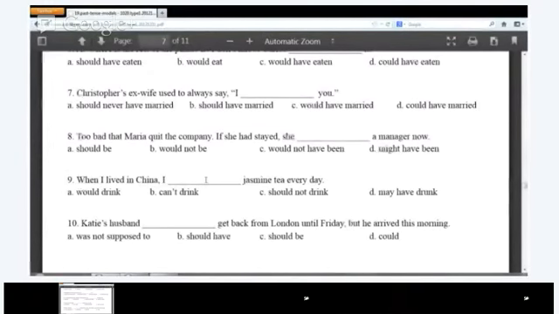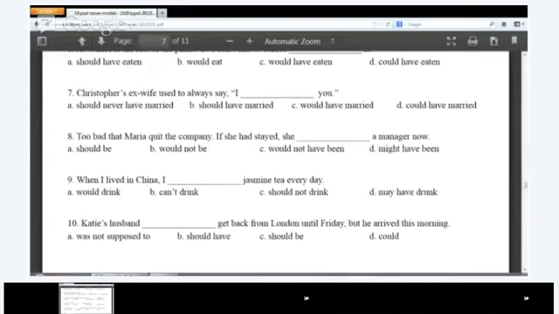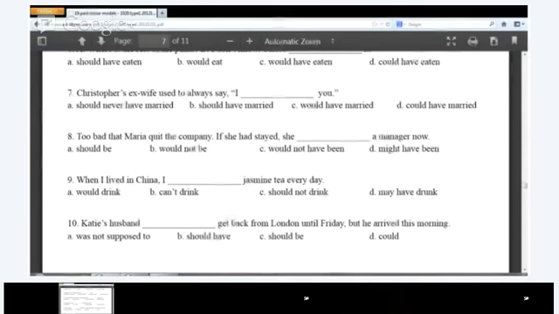Too bad that Maria quit the company. If she had stayed, she wouldn't have been a manager now. Okay, so here what they're saying is if she didn't quit, and you had said she wouldn't be manager. Now that would be almost like having two negatives there. So quitting and so that wouldn't equal. Now what they want to say is that if she was still here, then yeah, she may have this position. So what almost says may have? She might have been a manager now.